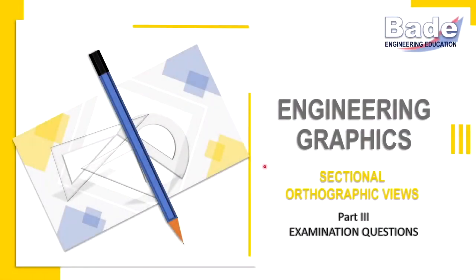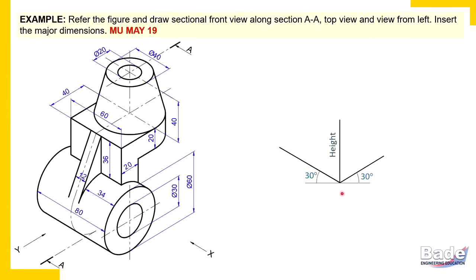In this video, we'll continue with the topic sectional orthographic views. Refer to the figure and draw the sectional front view along section AE, the top view, and the view from left. Insert the major dimensions. Okay, as usual, we'll continue.